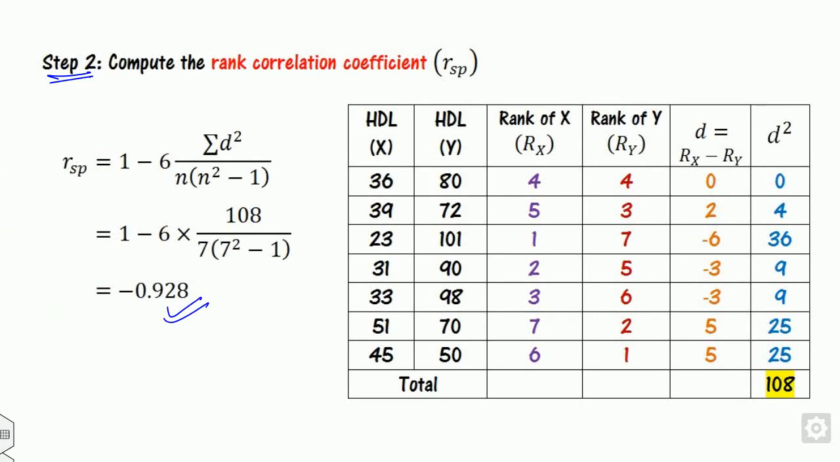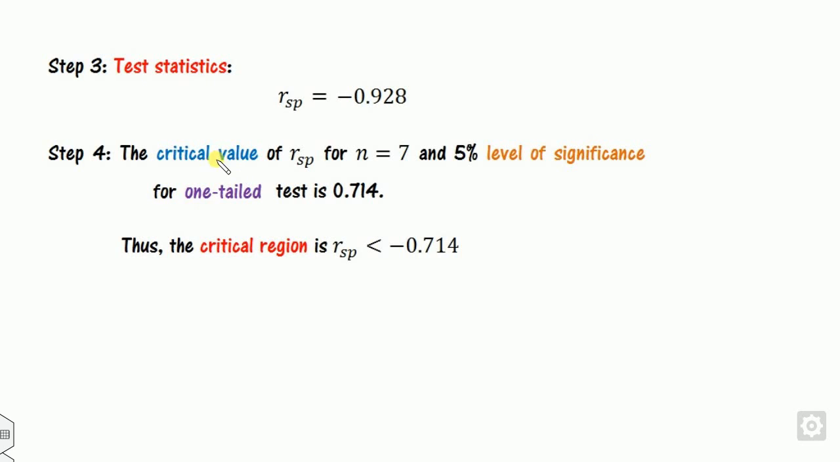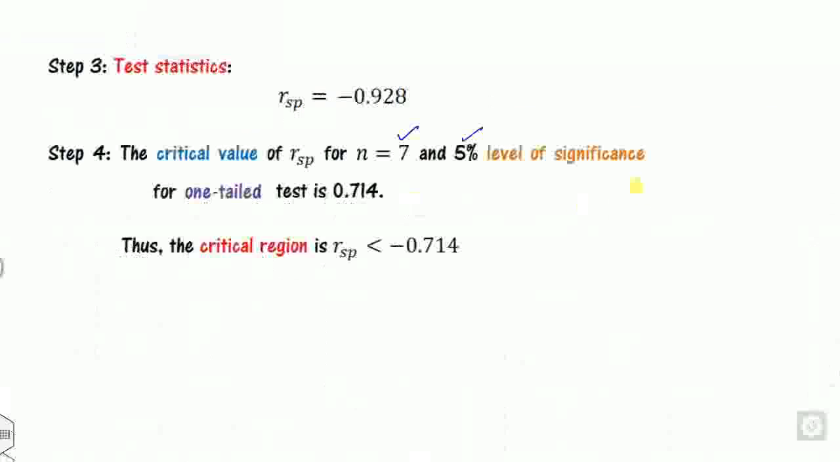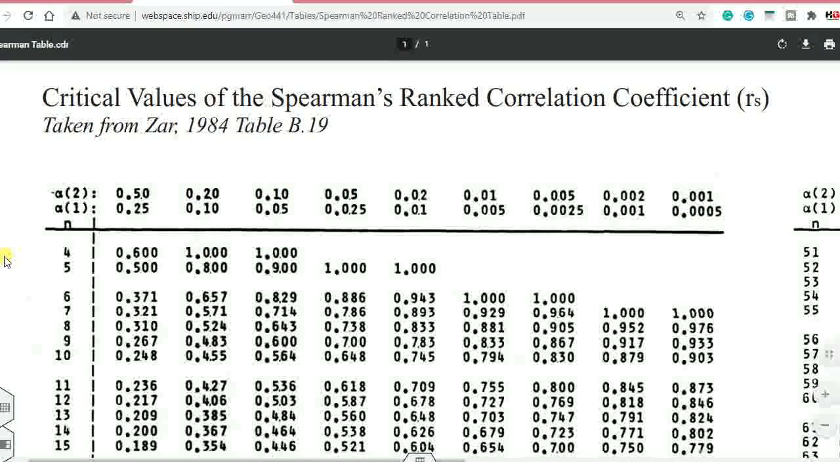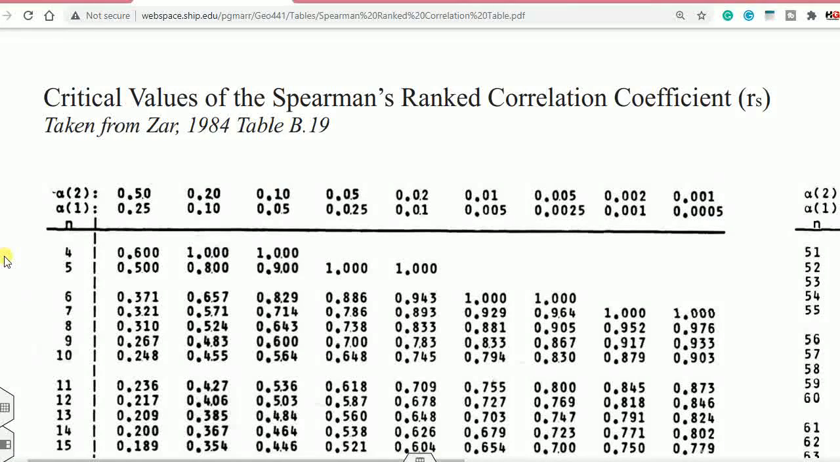What is step 3? That is the test statistic. This is nothing but the RSP. What is the RSP we have computed? Minus 0.928. Now we need the critical value. The value of N is 7, and 5% is the level of significance. So look at the table. The critical value for 5%, now look at that. What is your H1? This is less than 0. That is a one tail. So look at the one tail. In this case, this is the one tail and this is the level of significance 5%. The value for 7 corresponding to 5% is 0.714.